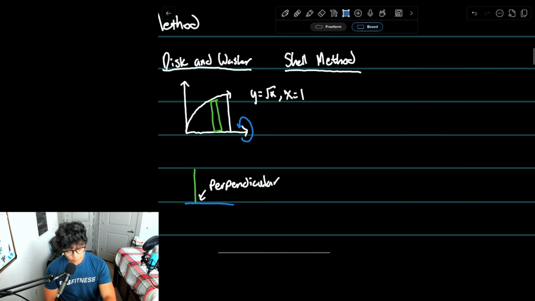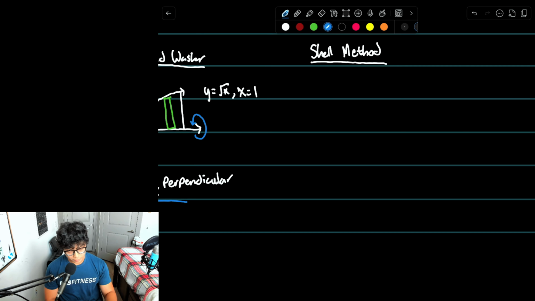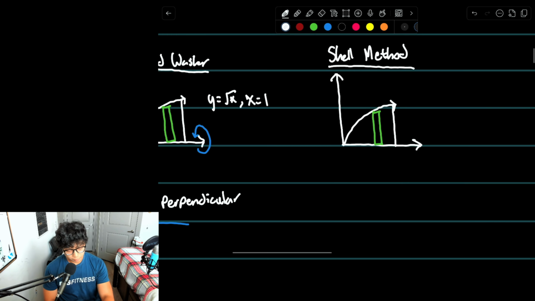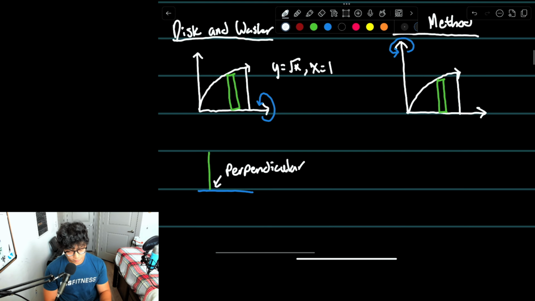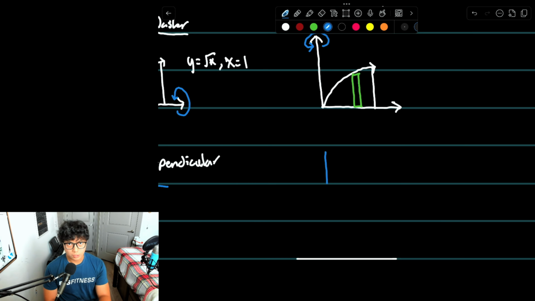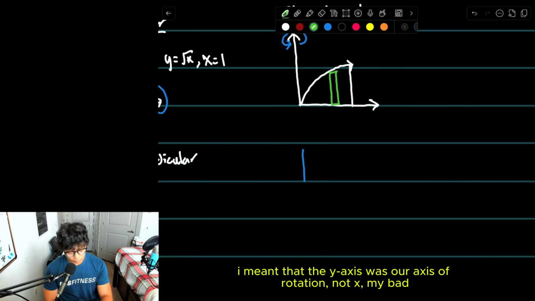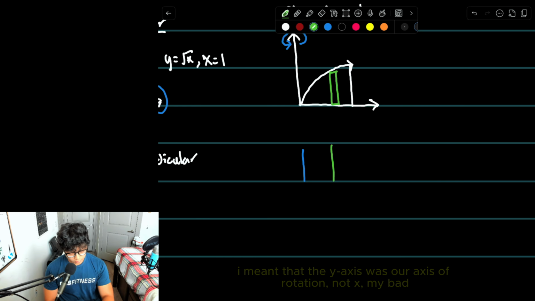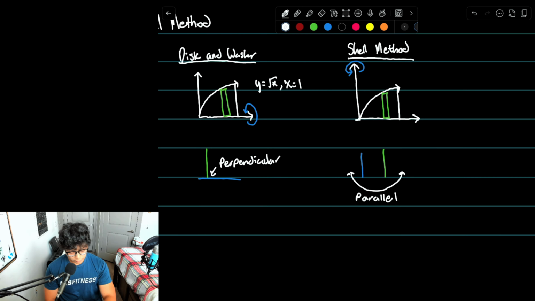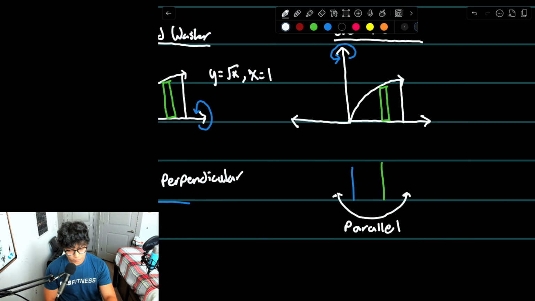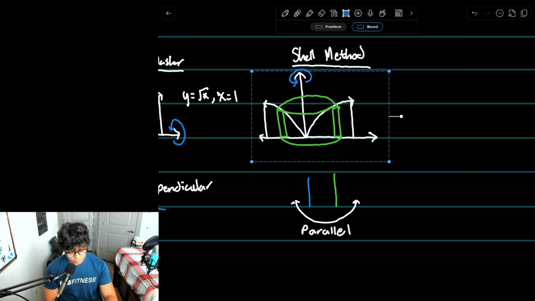Now, in contrast with our shell method, if we draw the same exact graph, our rectangle will be parallel to the axis of rotation, which is obviously the opposite of perpendicular. So the axis of rotation here is x, and our rectangle is going upwards like this, showing both of them are parallel. And an illustration of the shell for the shell method, if we just reflect it, will look a little something like this. And that is our shell.